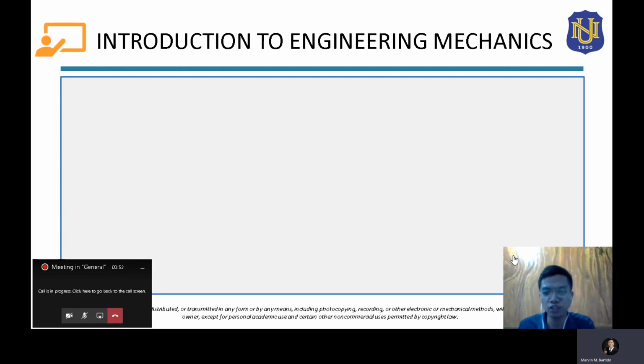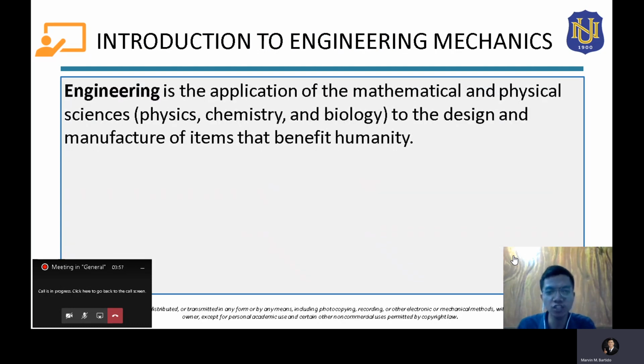As an introduction to engineering mechanics, let us first define what engineering is. Engineering is the application of the mathematical and physical sciences, that is physics, chemistry, and biology, to the design and manufacture of items that benefit humanity. Everything that we see or use to make our lives more convenient or easier is actually a product of engineering. The buildings, the cars or vehicles on the road, even the simplest machines that we use in our daily lives are products of engineering.